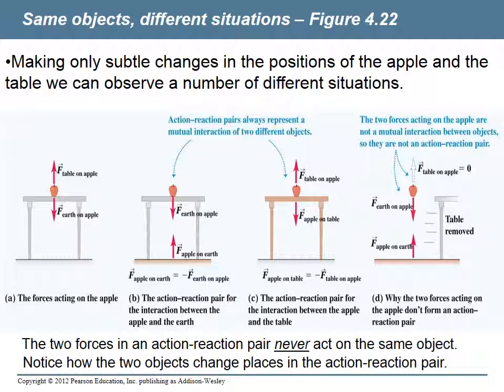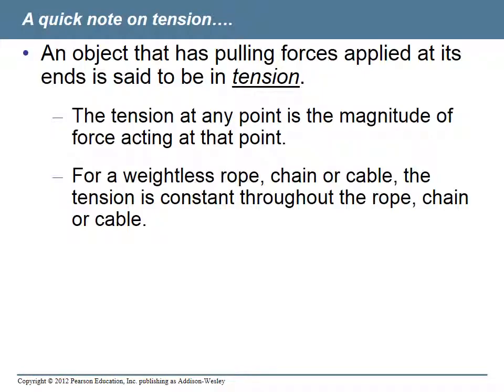Another thing to note is that the two objects change places in the action-reaction pair, and this will always be true. We have earth on apple and apple on earth. Table on apple, apple on table. They're action-reaction pairs. Okay, now I want to talk about tension a little bit.